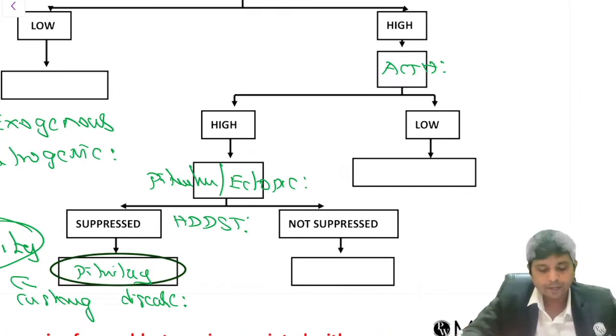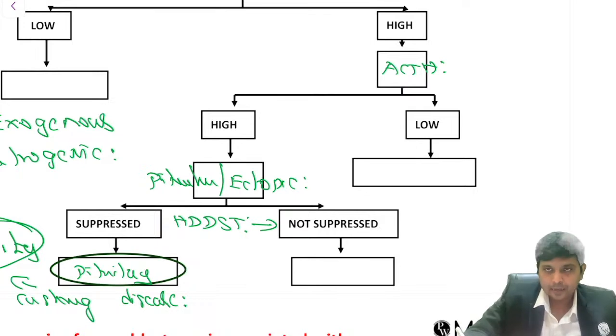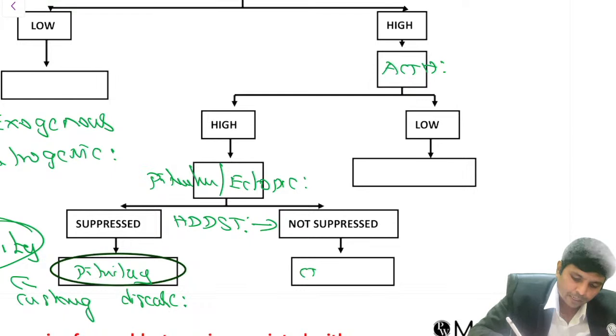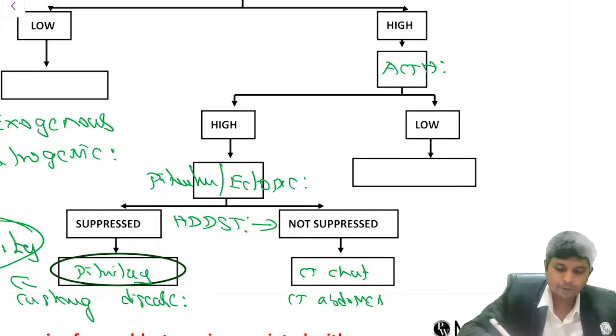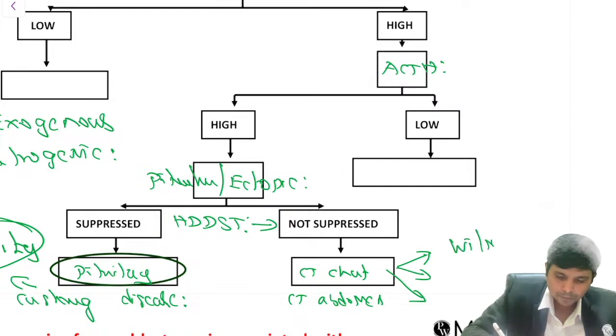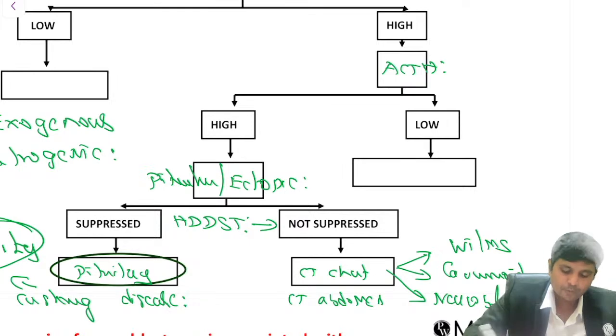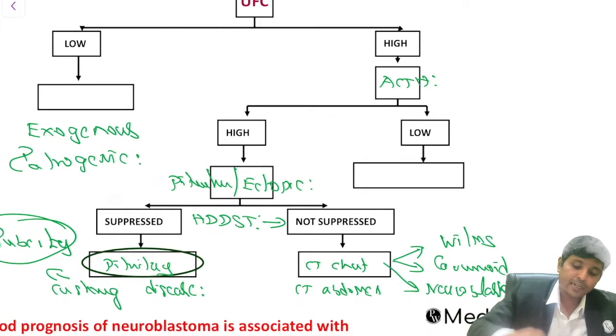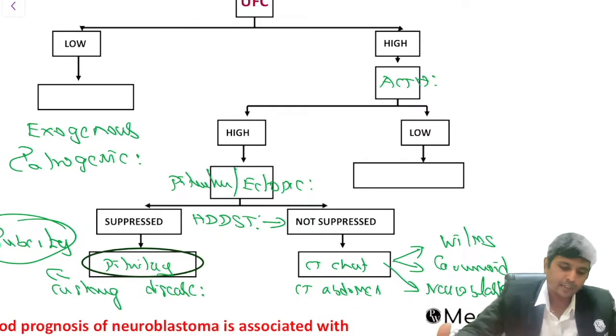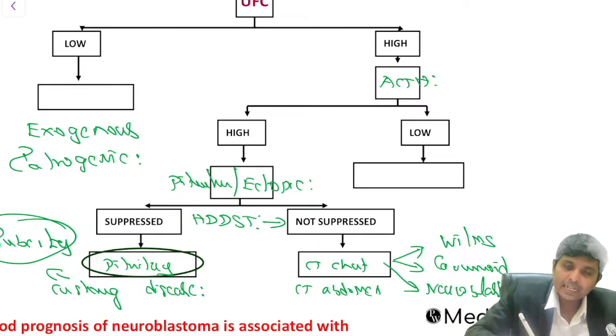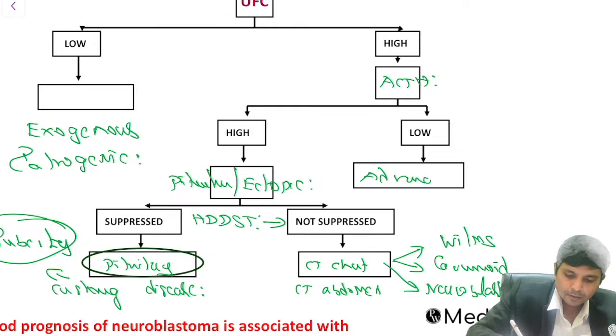But ectopic ACTH cannot be suppressed by the high dose dexamethasone suppression test. So you need to take a CT chest or CT abdomen. Because what are all the things that can produce ectopic ACTH? Your Wilms, your carcinoid, your neuroblastoma. All can produce ectopic ACTH, and here it will not be suppressed by high dose dexamethasone suppression test. If ACTH is low, then it is an adrenal tumor.